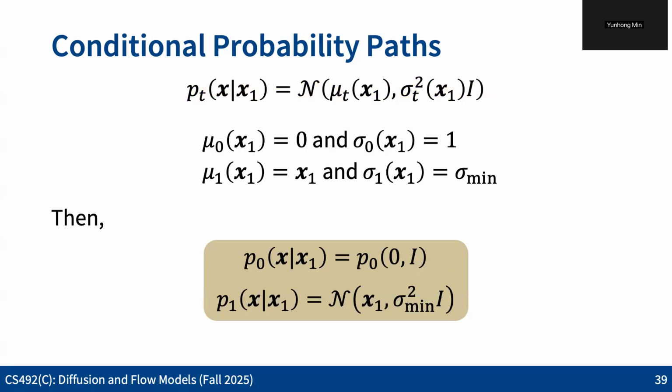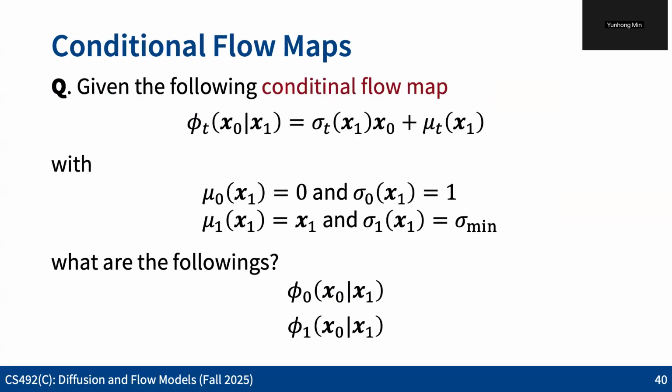So basically with this boundary condition, you're going to see that when the time t is 0, it becomes like this, and at time 1 it becomes that, then we get this, right? So based on that, let's check this out. You can try this yourself as a sanity check. Given this conditional flow map, the linear function, with those boundary conditions, just put those things in and check what you get here.